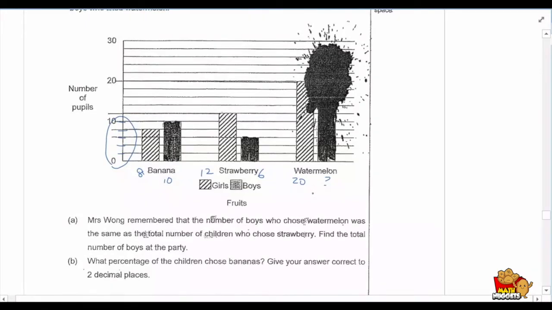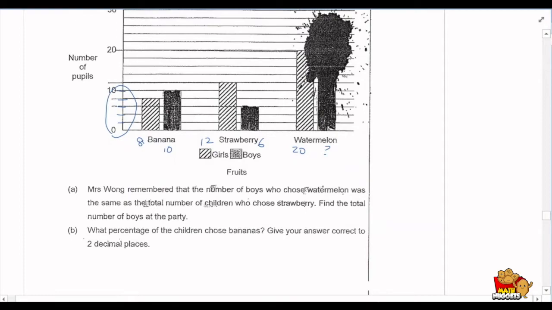So the number of boys who chose watermelon was the same as the total number of children who chose strawberry. So total number of children who chose strawberry would be 12 plus 6, which is 18. Therefore, the boys who chose watermelon would be 18. So find the total number of boys. Total number of boys would be 18 for watermelon, 6 for strawberry, and 10 for banana. That makes 34.